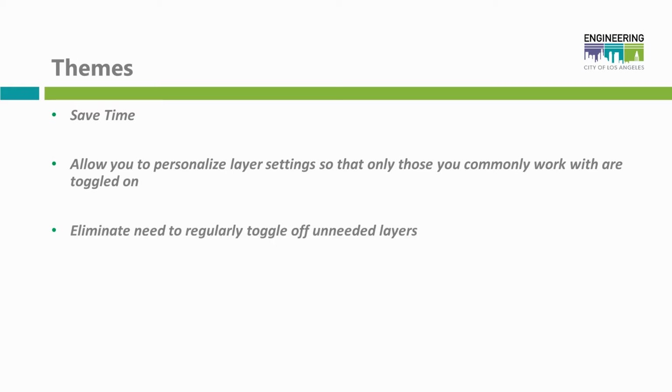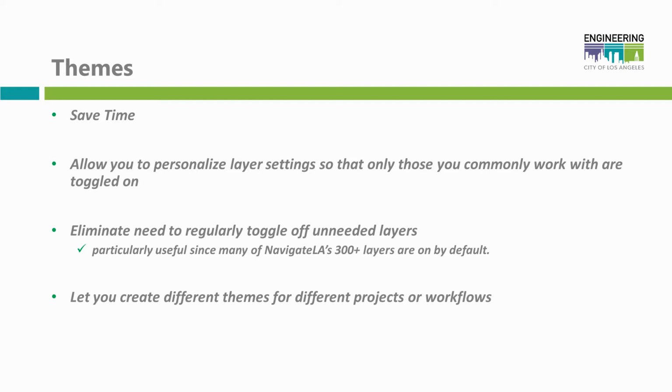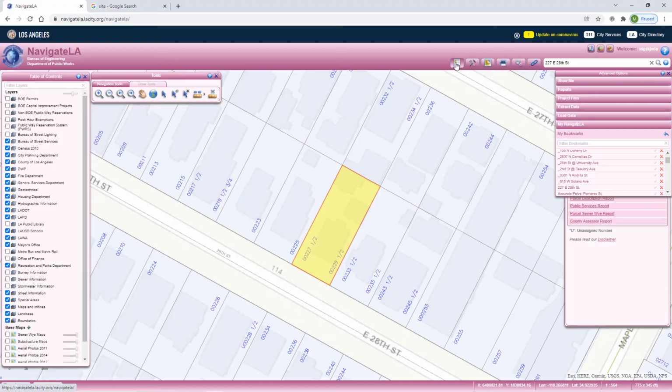This eliminates the need to regularly toggle off unneeded layers. This is particularly useful since many of NavigateLA's 300 plus layers are on by default. In addition, you can create different themes for different projects or workflows. To create a theme, toggle on all the layers you want to view, and toggle off those you don't.